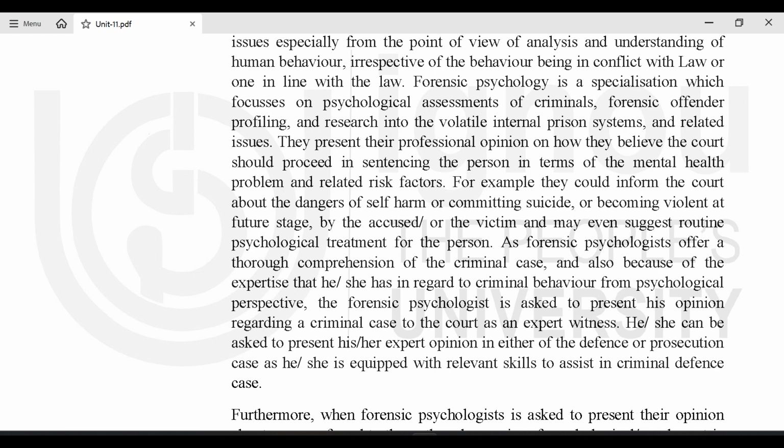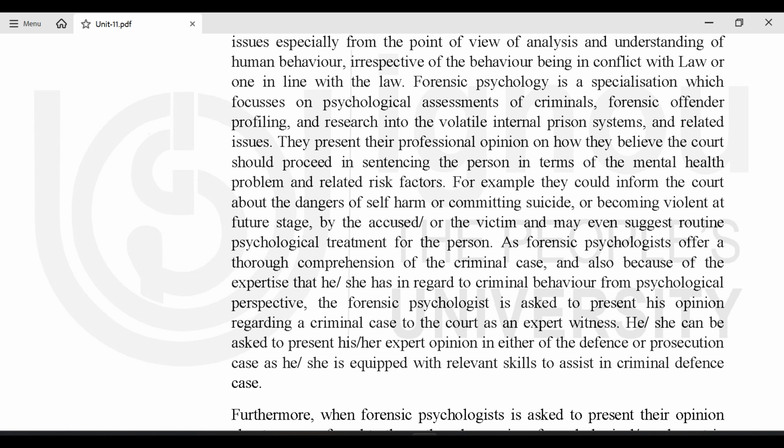As forensic psychologists offer a thorough comprehension of the criminal case, and also because of the expertise that he/she has in regard to criminal behavior from a psychological perspective, the forensic psychologist is asked to present his opinion regarding a criminal case to the court as an expert witness. He/she can be asked to present his/her expert opinion in either the defense or prosecution case as he/she is equipped with relevant skills to assist in a criminal defense case.